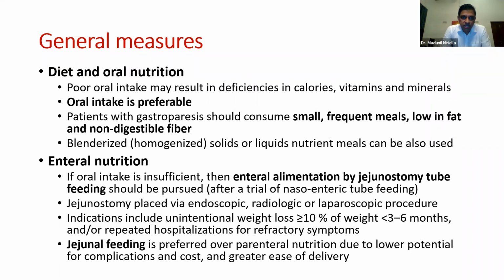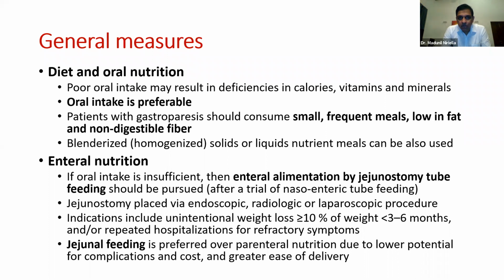Diet and oral nutrition is important. Poor oral intake may result in deficiencies of calories, vitamins, and minerals. Oral intake is always preferable in these patients, despite nausea and vomiting. Patients with mild gastroparesis can be managed with small, frequent meals that are low in fat and low in non-digestible fiber, because fat and non-digestible fiber reduce gastric emptying. If we cut these out and make the meals small and frequent, the patients might tolerate them.